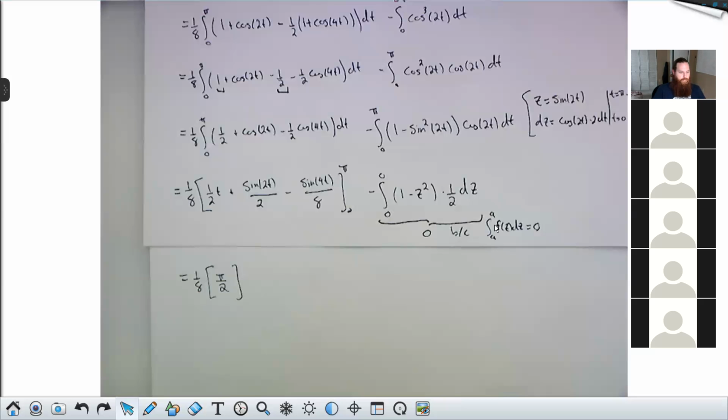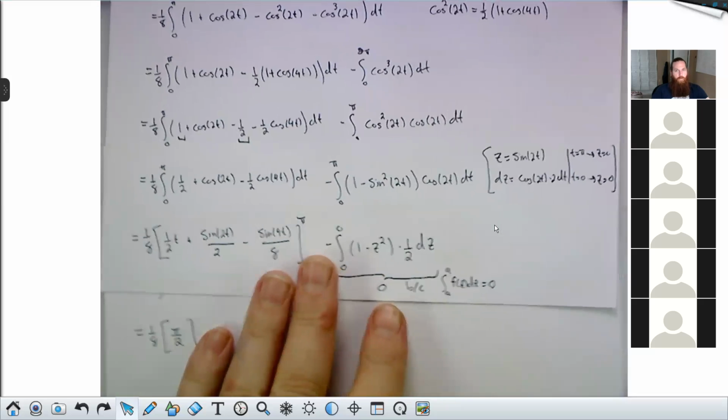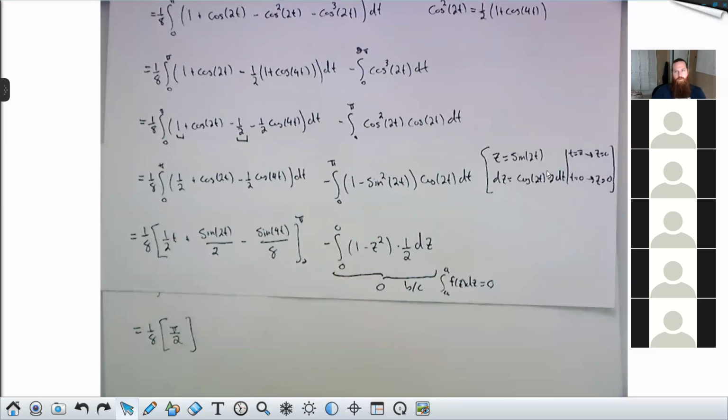Why are the bounds of the second integral 0 and 0? So remember how we calculate the new bounds. When we make a substitution, we plug the old bounds, which were 0 and pi, into the substitution. So if I plug in 0 for t here, I'll get z is the sine of 2 times 0, which is the sine of 0, which is 0. So when t is equal to 0, z is equal to 0. So my new lower bound is 0, just like my old lower bound.